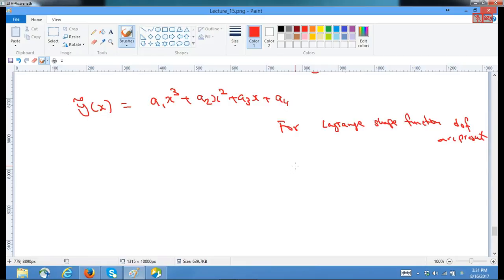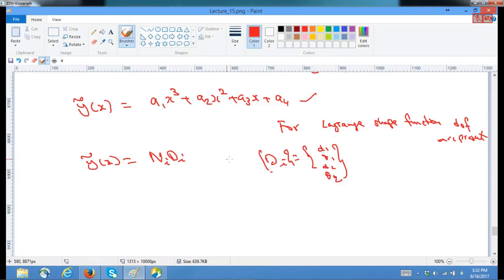So with this, we come back to our approximation: y tilde of x equals the sum of Ni di, where di is nothing but d1, theta 1, d2, theta 2, our degrees of freedom, and n1, n2, n3, n4 are our shape functions. So with this, we have developed a two-noded beam element and its shape functions.